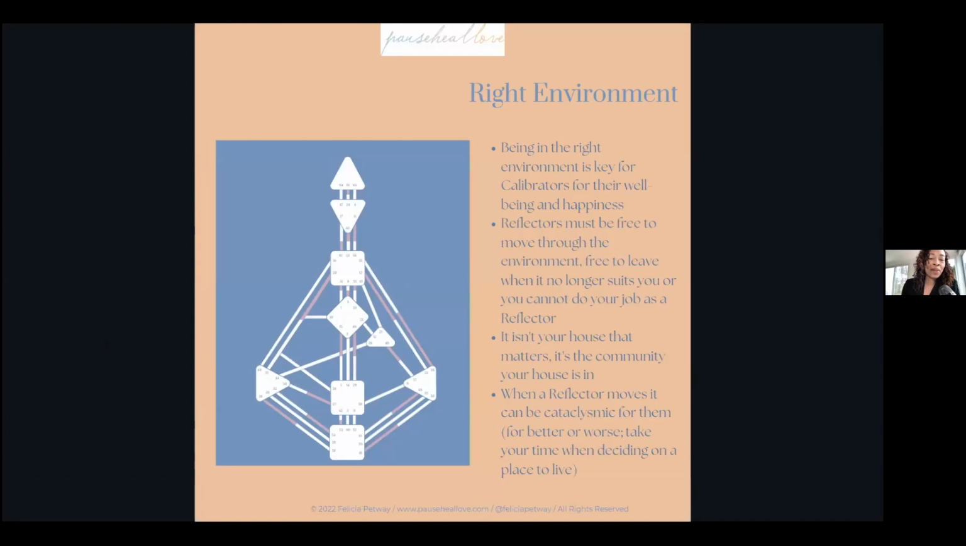Being in the right environment is key for reflectors for their well-being and happiness. Reflectors must be free to move through the environment. They must be free to leave when it no longer suits them. And they also cannot do their job as a reflector if they are restricted in any way in terms of their environment and being free to leave.